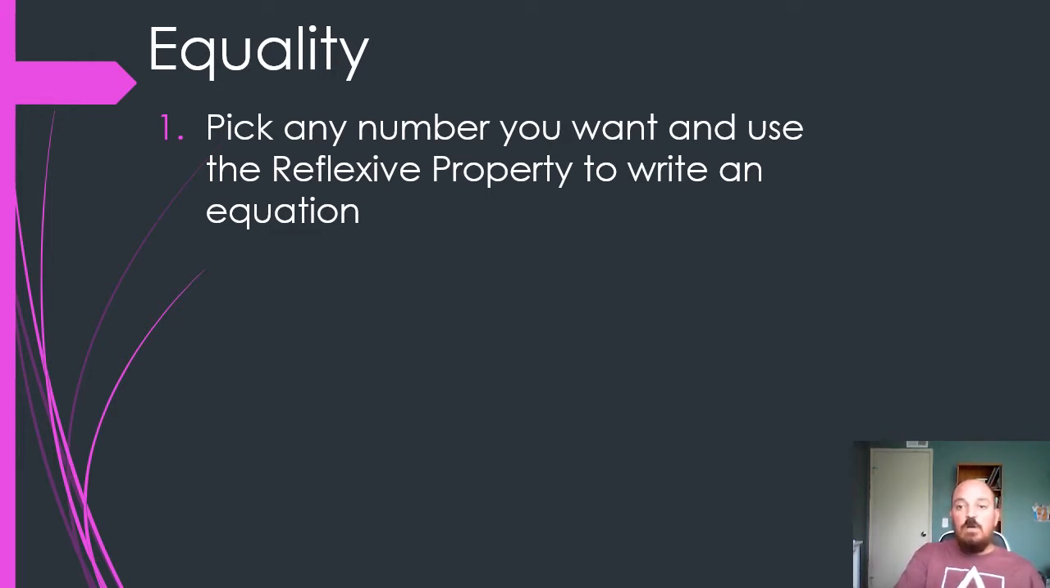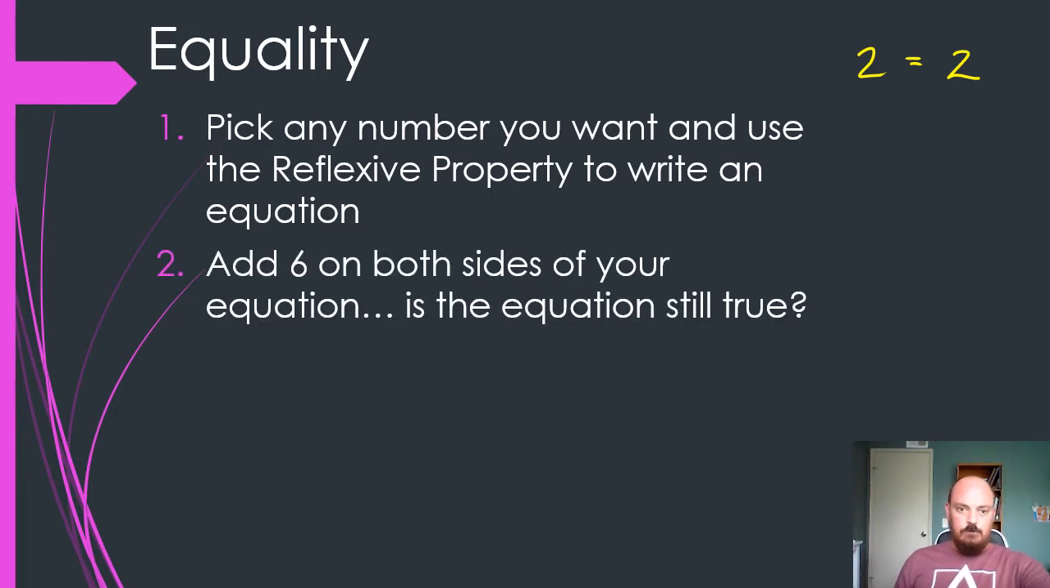Now the reflexive property, if you remember from Module 1, says everything is equal to itself. So if I'm picking the number 2, my first equation is going to be 2 equals 2. And you say, yeah, that's true. It's a true statement. Of course it's true. Now, maybe you picked a different number. Maybe you picked 10 or even a negative number or fraction, whatever.